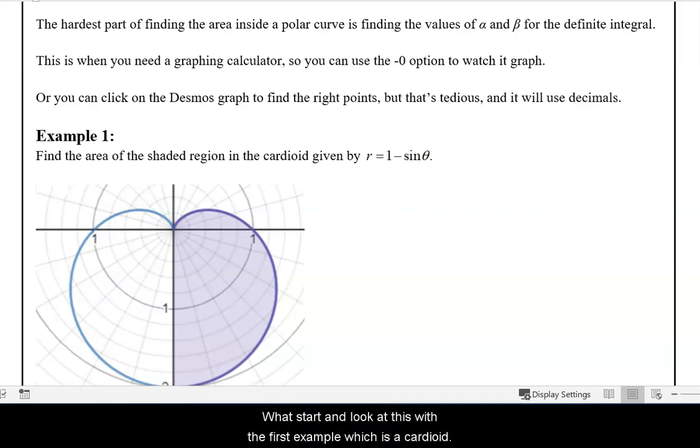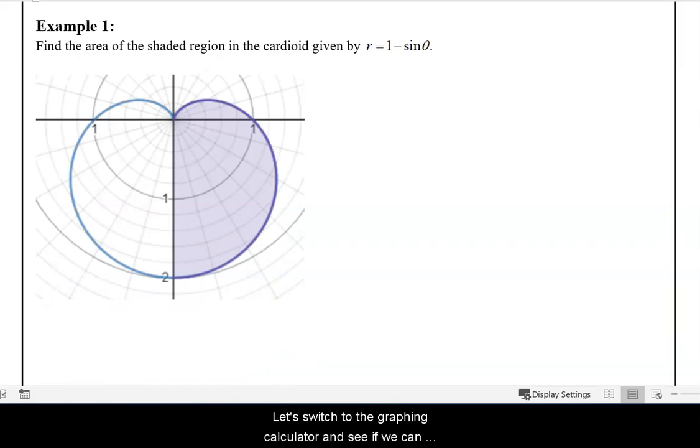Let's start and look at this with the first example, which is a cardioid with the equation r equals 1 minus sine theta. Let's switch to the graphing calculator and see if we can find the right setting for the window to get only this right half of the cardioid graphed. It is easiest when you can find a range of theta values that will graph it from here around to the upper part in one fell swoop. In other words, we often will use from a negative angle around to a positive angle. Let's use the graphing calculator now.